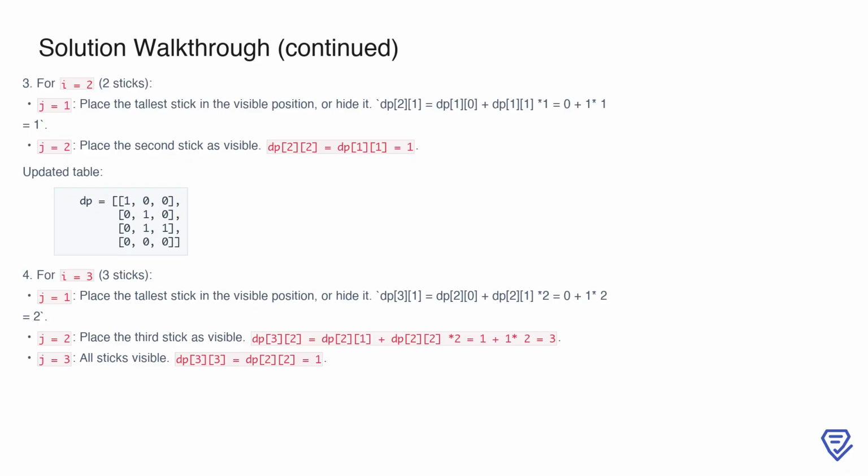Moving on to i equals 3, with 3 sticks, we calculate dp[3][1] by placing the tallest stick in the visible position or hiding it. This gives dp[3][1] equals dp[2][0] plus dp[2][1] * 2, which evaluates to 0 plus 1 * 2 equals 2. For j equals 2, where 2 sticks are visible, we compute dp[3][2] as dp[2][1] plus dp[2][2] * 2, resulting in 1 plus 1 * 2 equals 3. Finally, for j equals 3, where all 3 sticks are visible, dp[3][3] equals dp[2][2], which is 1.